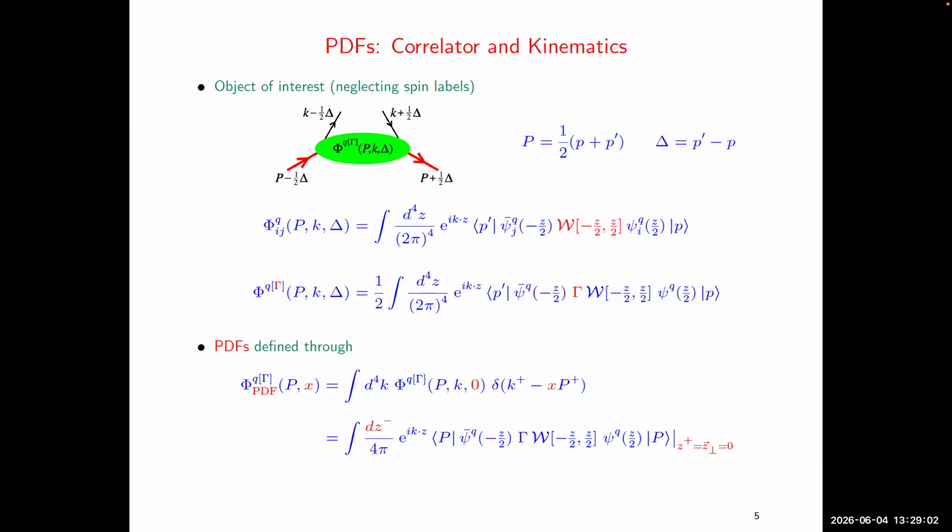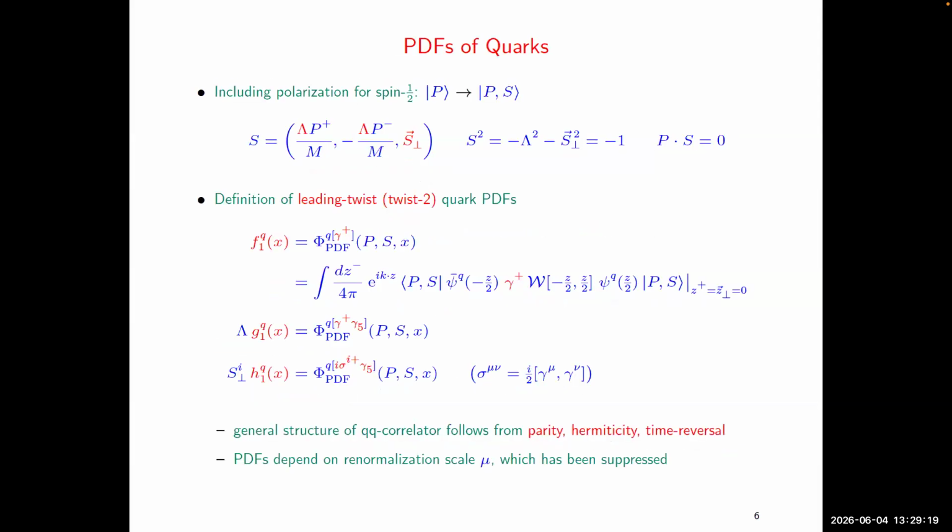At the end of the day, the correlator that we use to define PDFs is a light cone correlation function, where these two quark fields are just separated along the light cone, in my convention here the Z minus direction. And so now we are basically ready to define parton distributions.